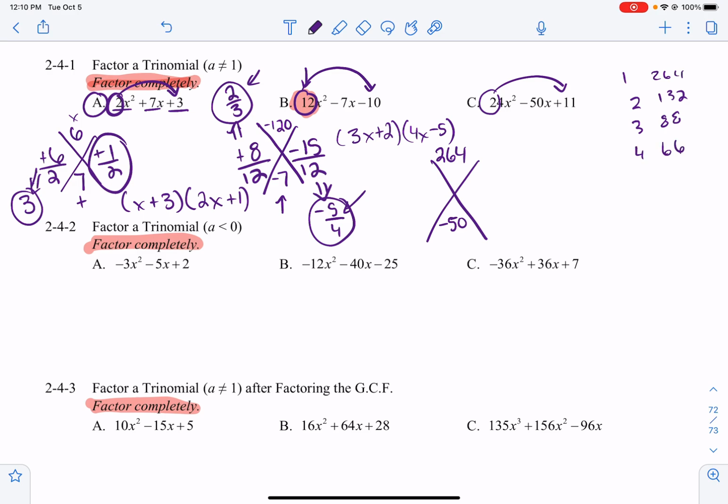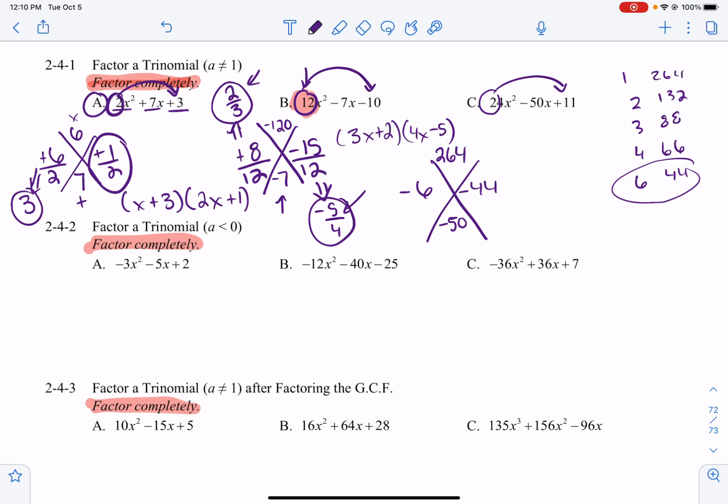I'm getting closer. 5 doesn't work. 6 will work. 6 and 44. Those are the two that I want. So I've got 6 and 44. They're both going to be negatives because I multiply to a positive, but I add up to a negative. So I know they're both negative numbers.